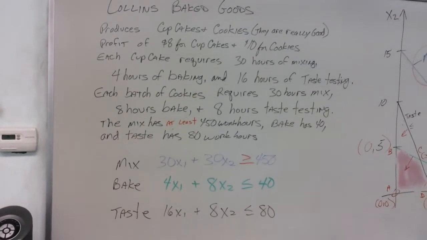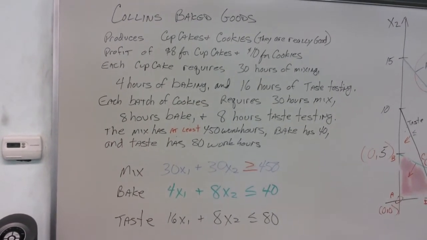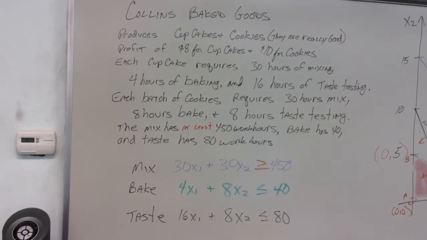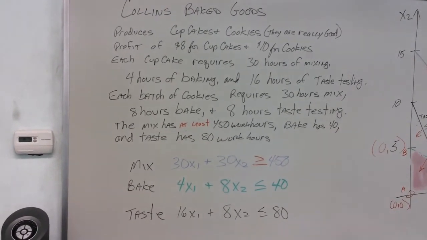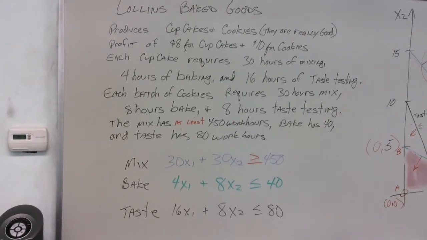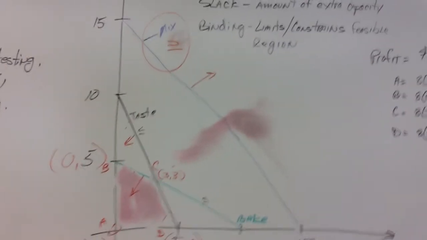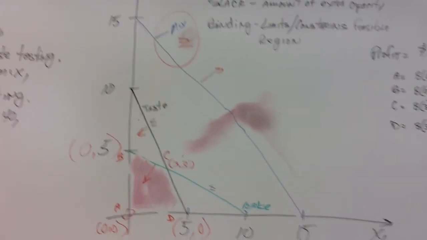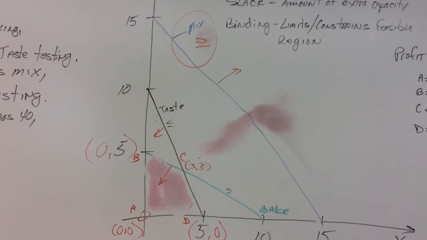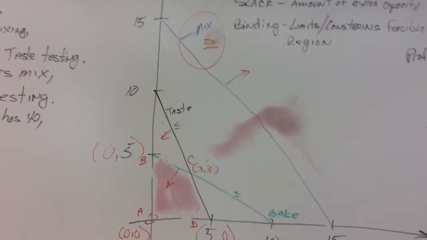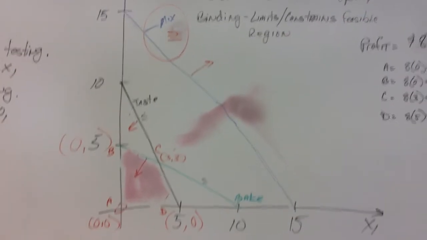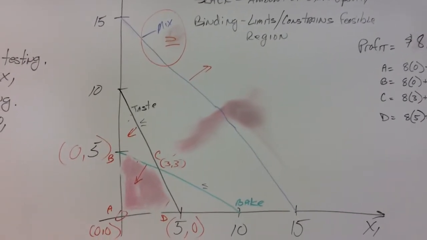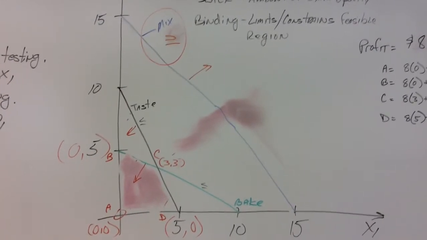All right, let's talk about an infeasible solution. I've changed our problem so the mix has at least 450 hours, which makes it a greater than or equal to constraint rather than a less than. What that does to our chart here, you notice now the solution has to be greater than mix, but still taste and bake are less than. So there is no solution to this problem. It's infeasible. Given the current constraints, you cannot maximize profit.